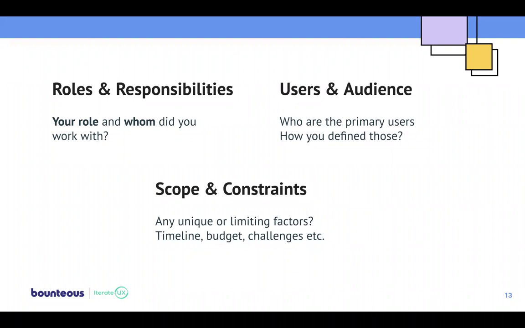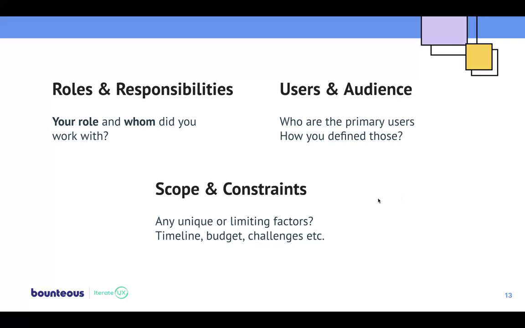And then scope and constraints. Any unique or limiting factors for your particular project? Did you have any timelines, duration of the project, or did you have any budget assigned to you for the project? It could be a week project, or a 2-day project, or a 3-month project. What is all that? You need to include it in scope and constraints. You should also include the challenges of your particular project in the scope and constraints. Like, what were you scoped? Did you go out of scope for the project? All that you need to include here.